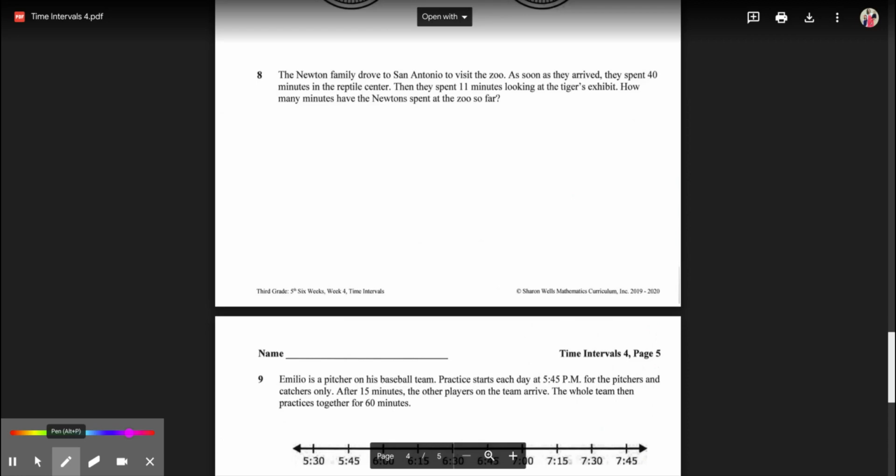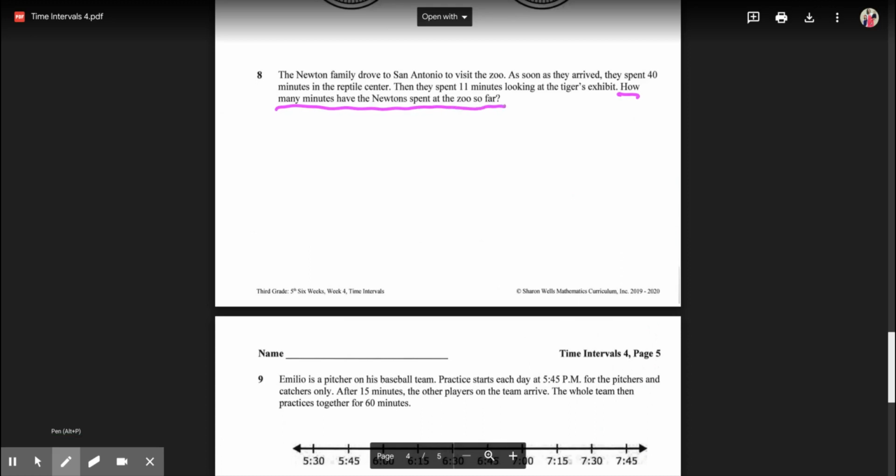So this one here is not asking us what time it is. They're not telling us what time they got there. They're really just telling us how many minutes they've been spending in certain areas at the zoo. So they want to know how much total time they've spent at the zoo so far. So our question, how many minutes have the Newtons spent at the zoo so far?